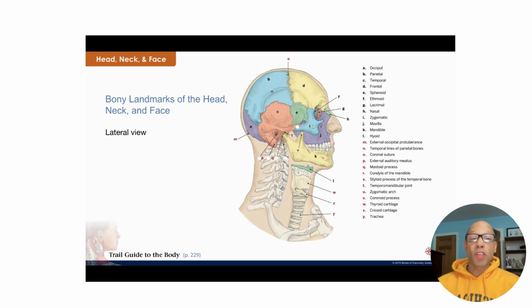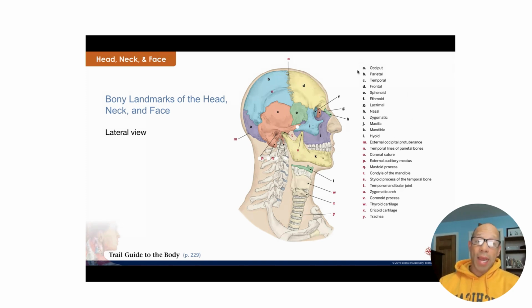All right. So the first one that you'll see is the ethmoid, this one right here. This is going to be also part of the inner orbital area. It forms the roof of the nasal cavity and the inner walls of the orbital bone. So that's the ethmoid bone, and there's only one of those. It splays out to both sides.